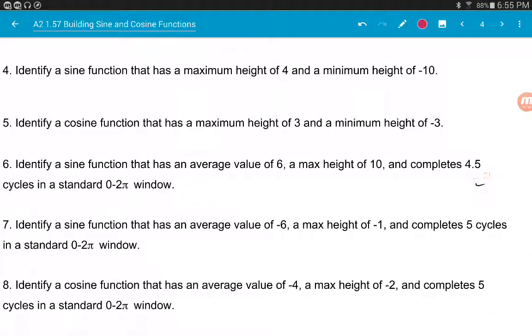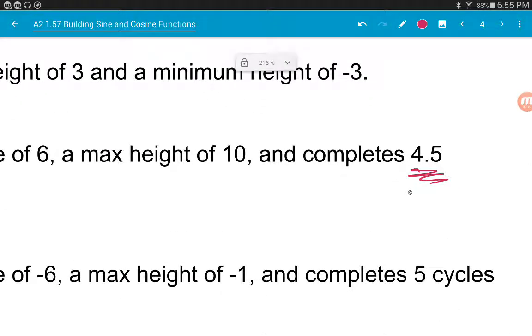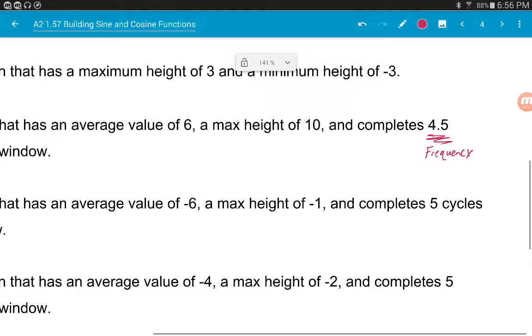Question 6. We're going to identify a sine function that has an average value of 6, a maximum height of 10, and completes 4.5 cycles in a standard 0 to 2 pi window. Completes 4.5 cycles in this window. That's literally the definition of frequency. So the frequency is going to be 4.5.